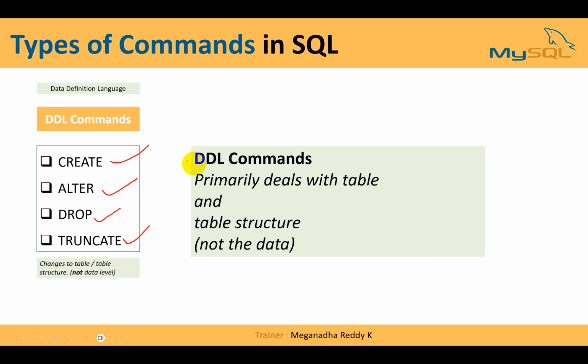So I repeat once again, DDL stands for data definition language and primarily deals with the table and table structure, like create a table, alter a table. Let's say you create a table with four columns and you want to add one more column to it. So you alter the table. Drop will remove the table, and truncate will refresh your table. We'll talk about truncate later. So all these four commands deal with tables and the table structure and not the data. So these are data definition language.